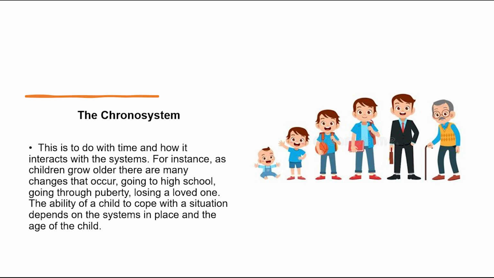Then you get a chronosystem. This is to do with time and how it interacts with the systems. For instance, as children grow older, there are many changes that occur. Going to high school, going through puberty, losing a loved one. The ability of a child to cope with the situation depends on the systems in place and the age of the child.